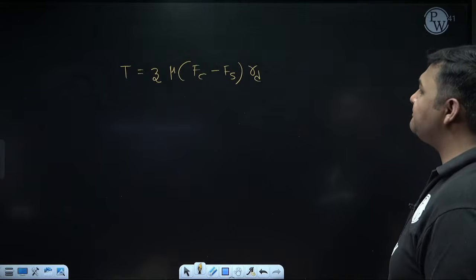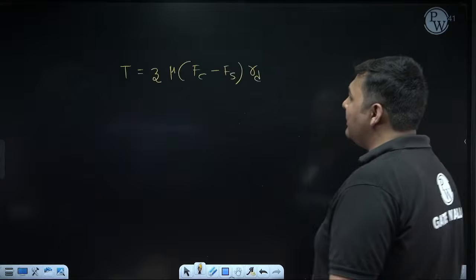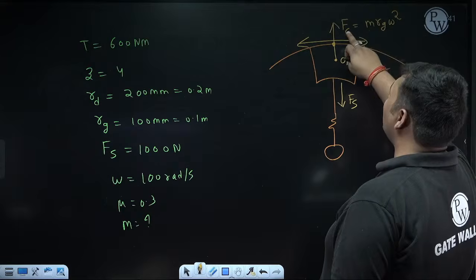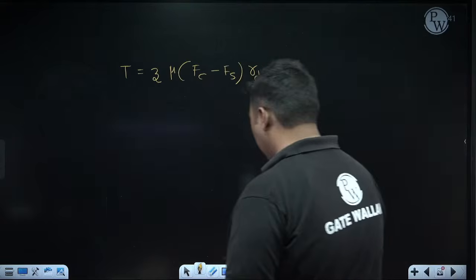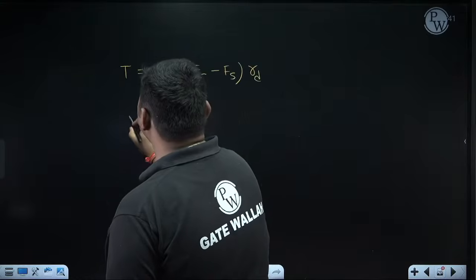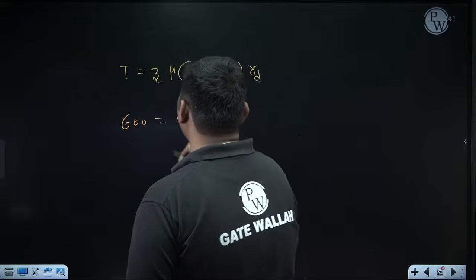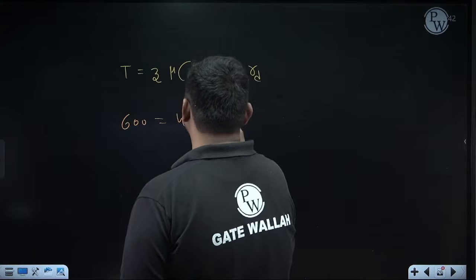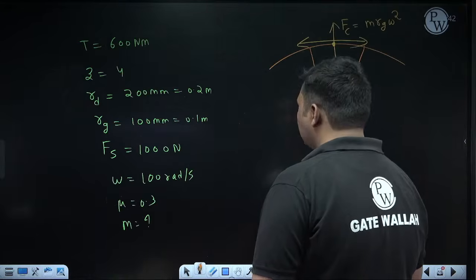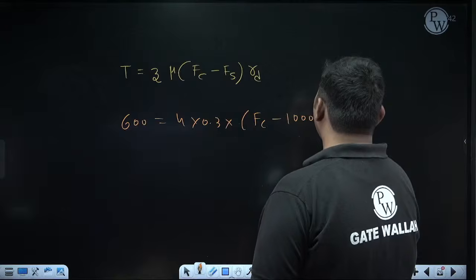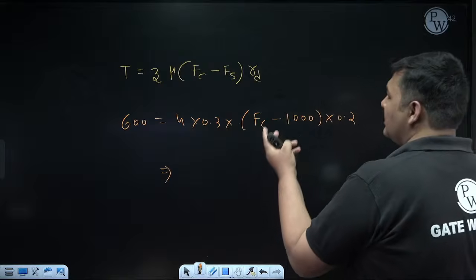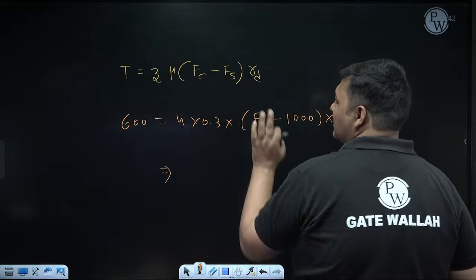Okay, torque is given, Z is given. We have to calculate mass of this shoe. For that first I will find Fc, because Fc is m Rg omega square. So if we found Fc, we can find m also. Okay, so I'm doing calculation now. Torque is given, it is 600 Newton meter, Z is 4, mu is 0.3 into Fc minus Fs, which is given 1000, into Rd, which is inner radius of drum, it is 0.2 meter. So from that we can calculate Fc, because if torque is transmitted it is definitely engaged position, and for engaged position this relation is valid.